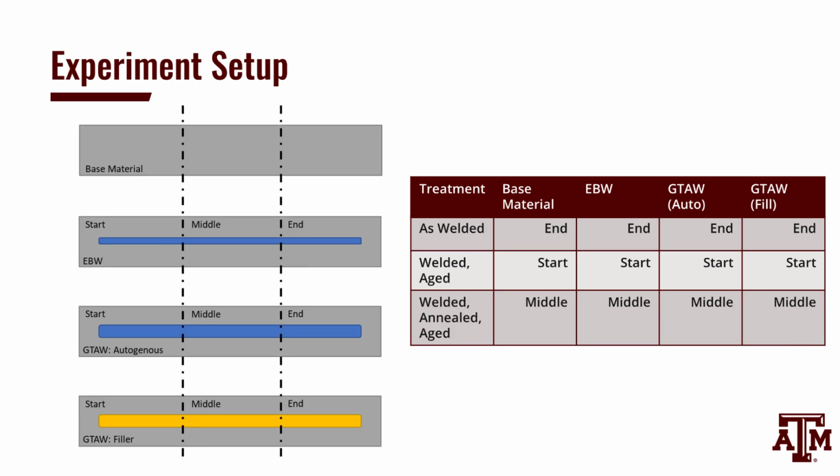We have 4 pieces of 17-7 PH stainless steel. The first will not be welded to act as a constant, while the other 3 will be welded in a straight line using the electron beam, autogenous gas tungsten arc, and gas tungsten arc with filler welding processes. Following that, each piece will be cut into thirds to undergo the 3 different heat treatments. Finally, each sample will have its micro-hardness measured on a cross-sectional grid.